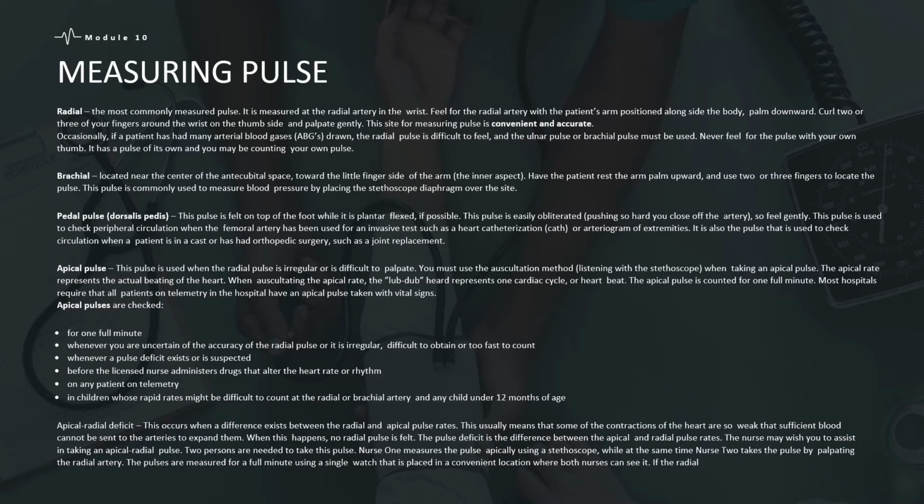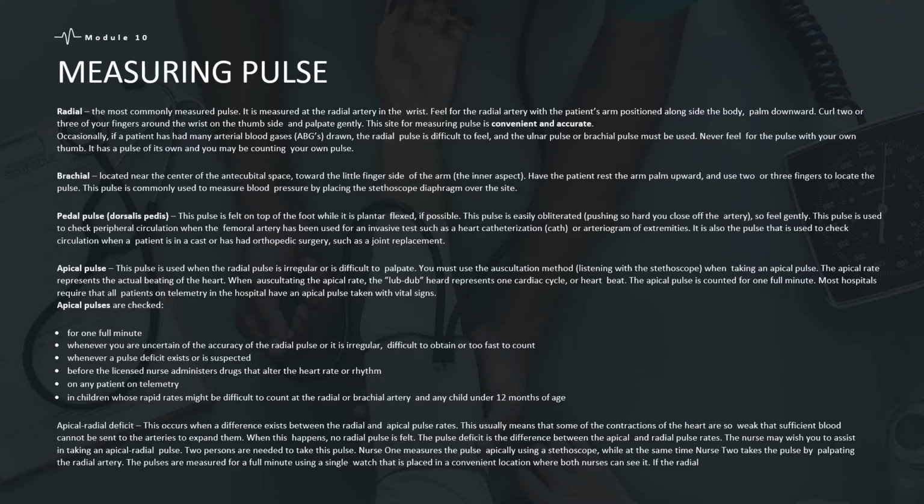Apical pulse. This pulse is used when the radial pulse is irregular or is difficult to palpate. You must use the auscultation method, listening with the stethoscope, when taking an apical pulse. The apical rate represents the actual beating of the heart. When auscultating the apical rate, the lub-dub heard represents 1 cardiac cycle or heartbeat. The apical pulse is counted for 1 full minute.